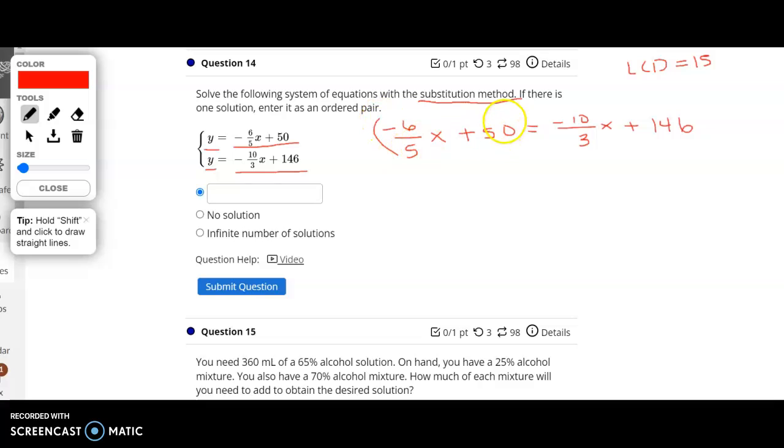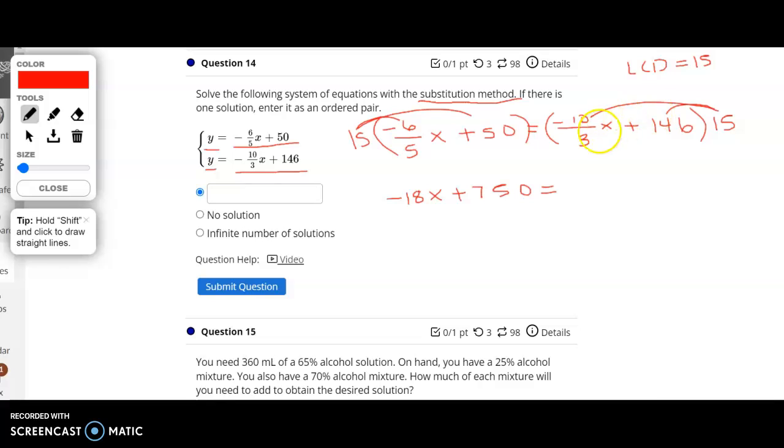Now remember with the LCD, we multiply every single term by this LCD. So 15. Now, if you don't want to do it this way, you totally don't have to. You can just deal with the fractions. This is just one way to do it. So we multiply this first one. The 5's cancel. I'll be left with 3 times negative 6, so negative 18x plus, and then I have 15 times 50 is 750.